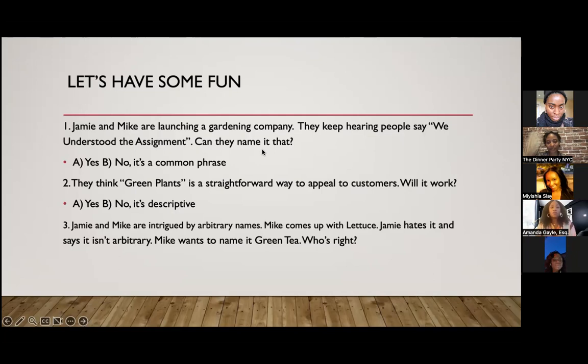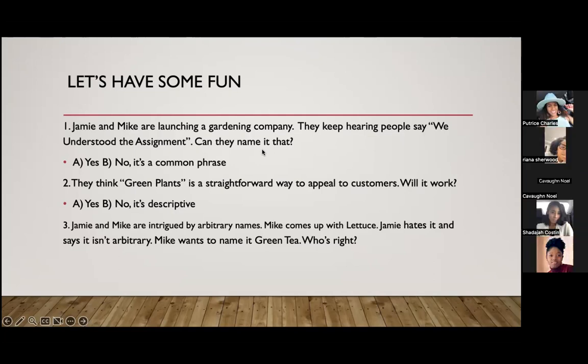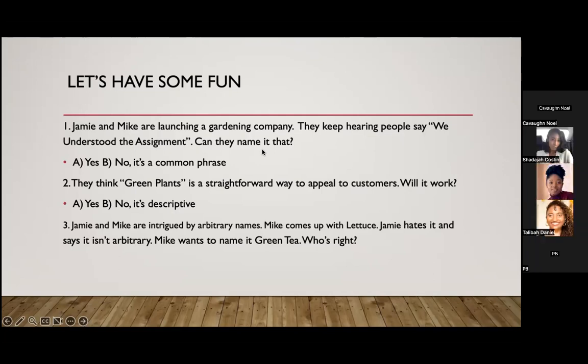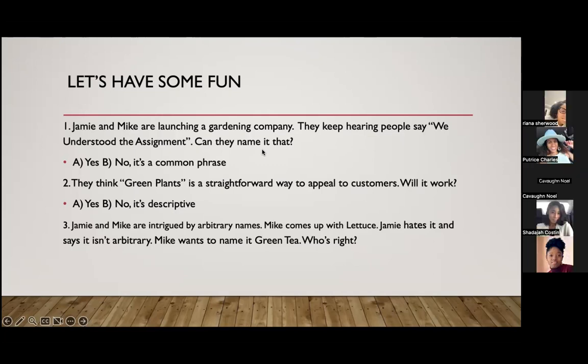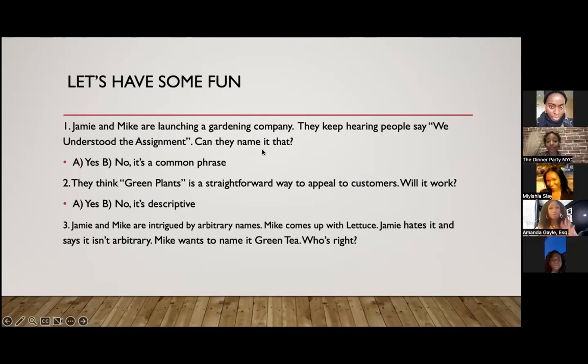Okay, so the answers that said no, it's a common phrase are correct. I believe that we understood the assignment because if they've said it on Good Morning America or something, it's common. It's been done, and you're likely going to get an office action that says that's a common phrase and it can't be registered. So they can't go with that. Let's move on to number 2. So they think green plants is a straightforward way to appeal to customers. Will they be able to register green plants for their gardening company?